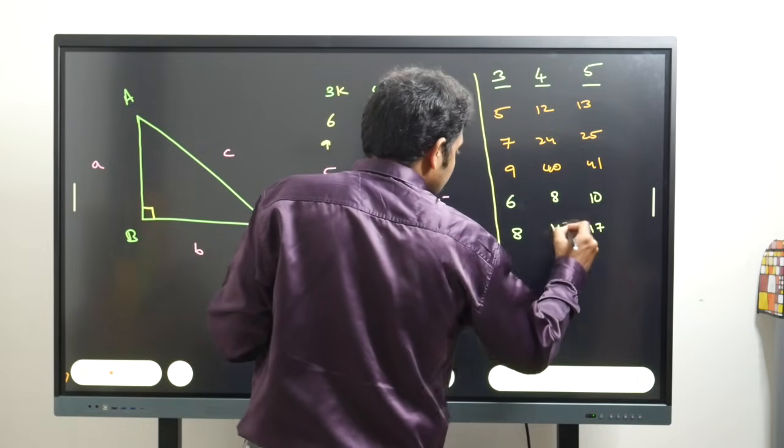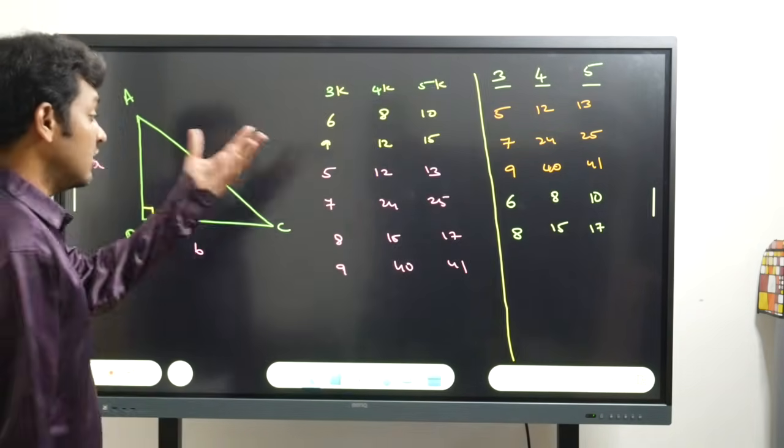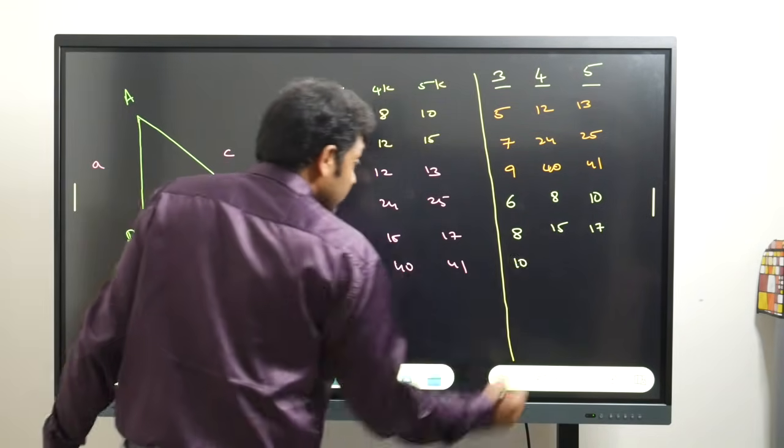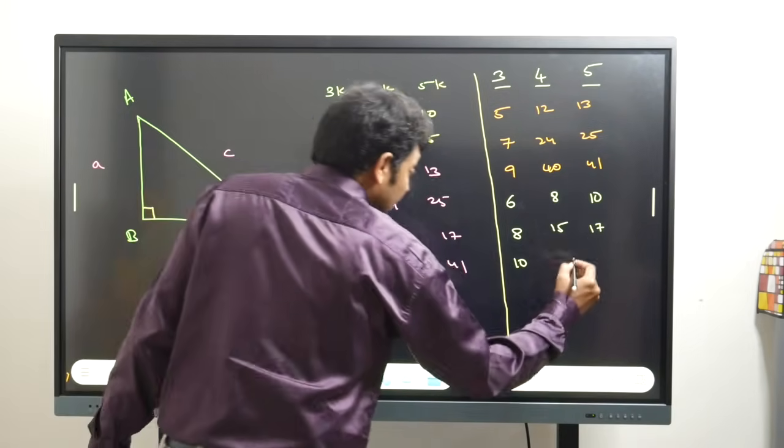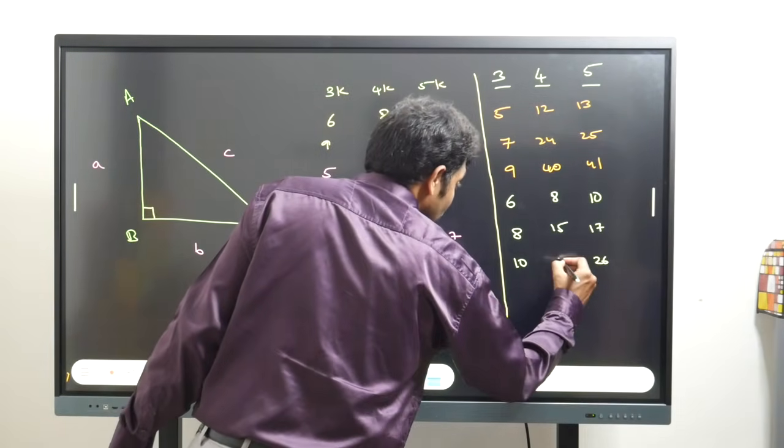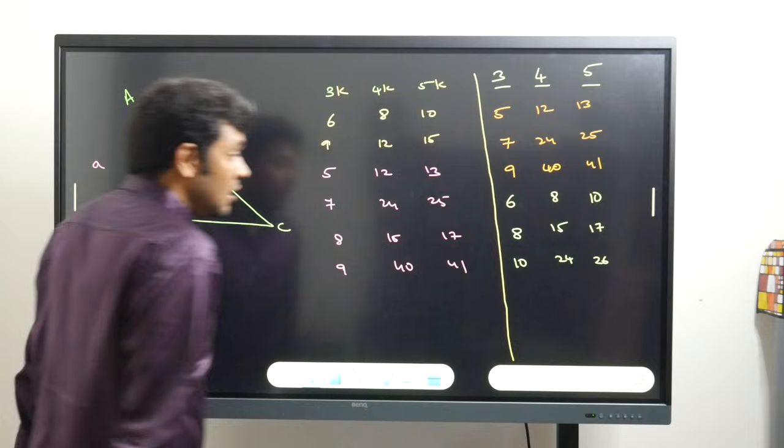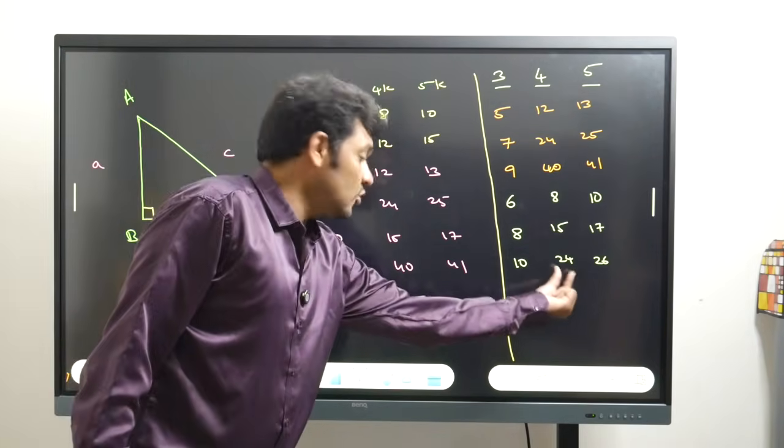16 minus 1 will be 15. Say some other even number, 10. 10 by 2 is 5. 5 square is 25. 25 plus 1 is 26. 25 minus 1 is 24. See, look at this: 10, 24, 26.